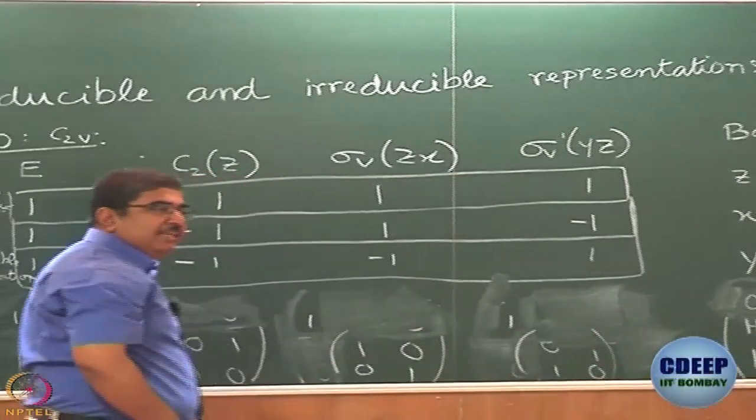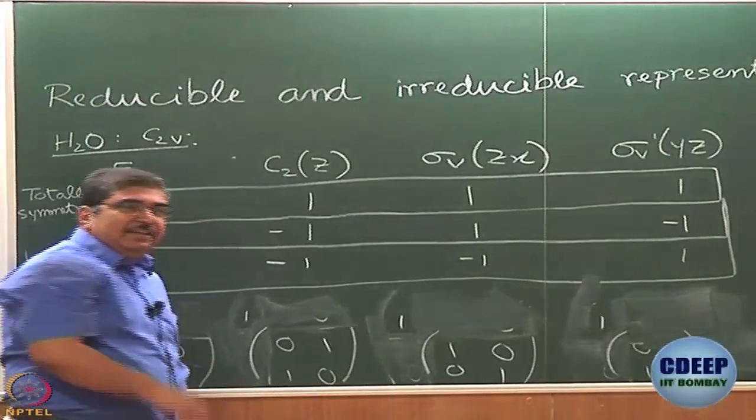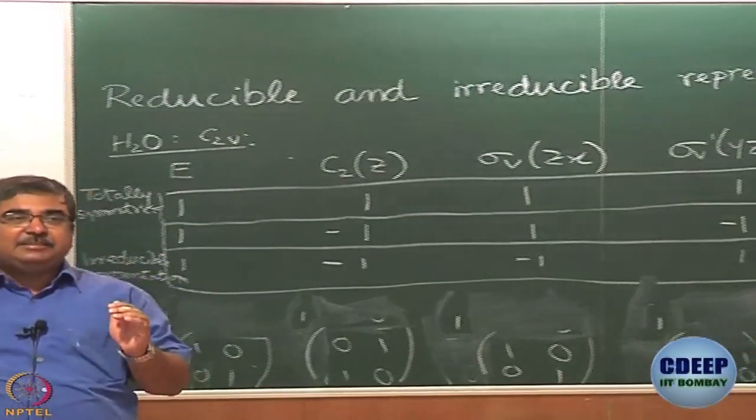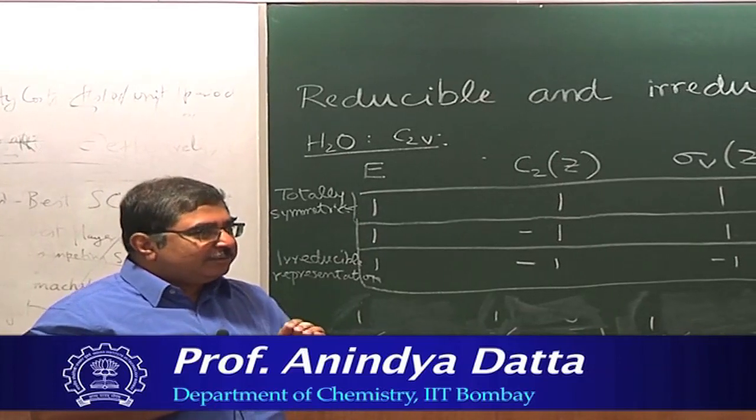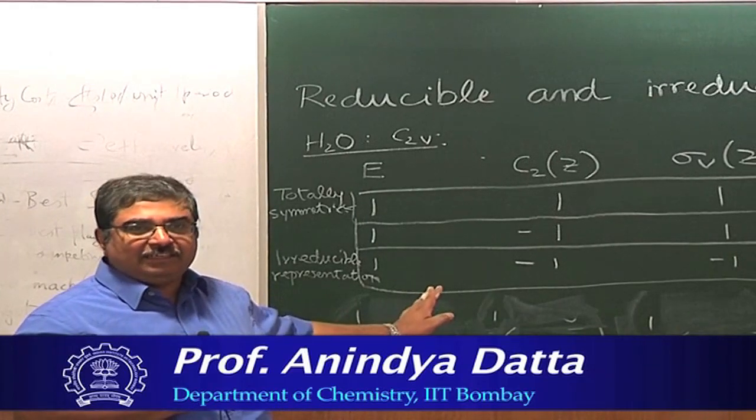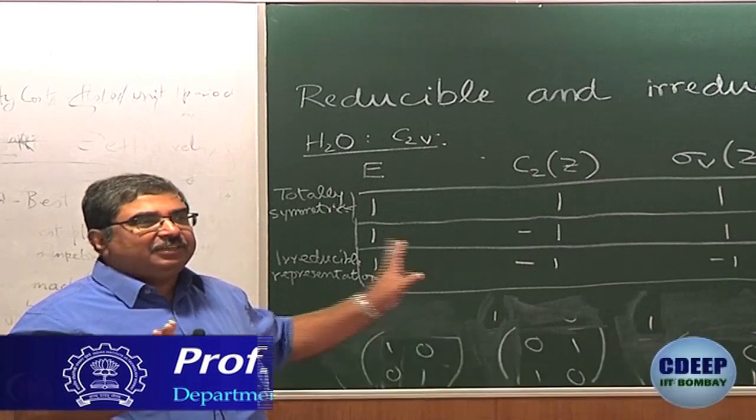Okay? So, what we see is the treatment that we have done, in that treatment HA and HB jointly form a two-dimensional basis that gives me a two-dimensional representation. Are we clear with that?